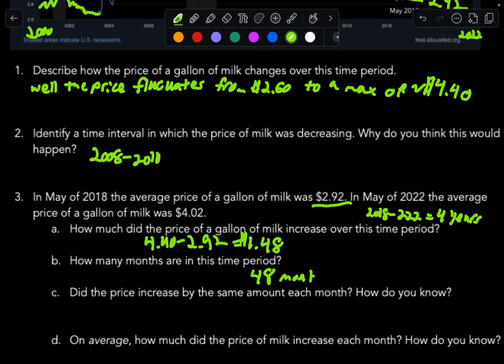Okay. Did the price increase by the same amount each month? No. It increased, then decreased over this time period.